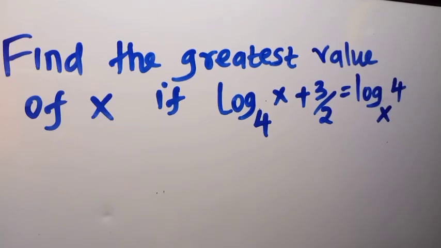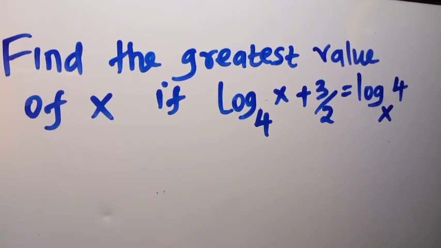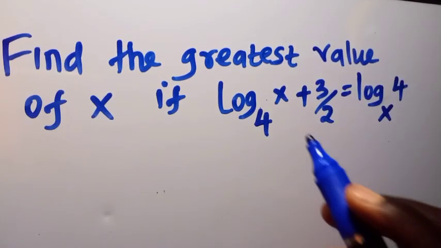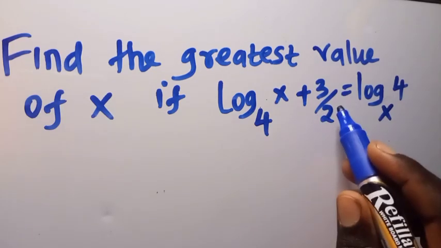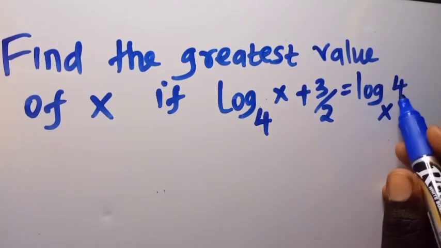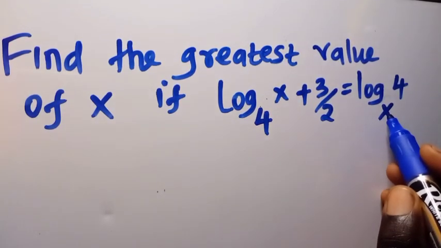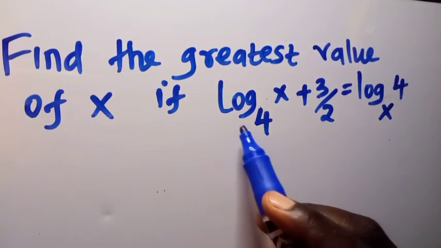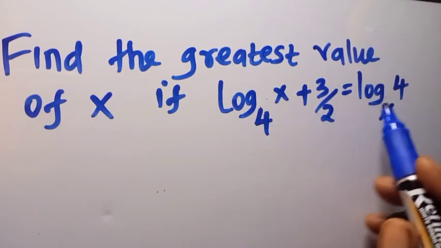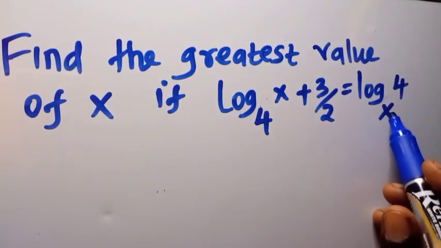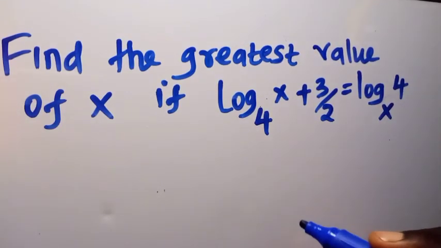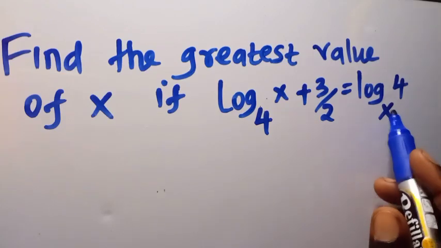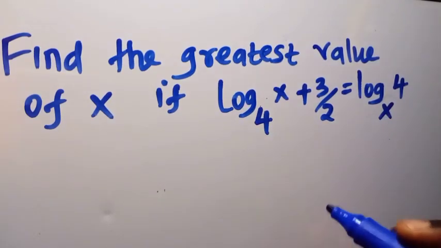I want us to have a look at this question of further logarithms. The question says: find the greatest value of x if the logarithm of x base 4 plus 3 over 2 equals the logarithm of 4 base x. As you can see, this is the logarithm of x base 4 and this is the logarithm of 4 base x.